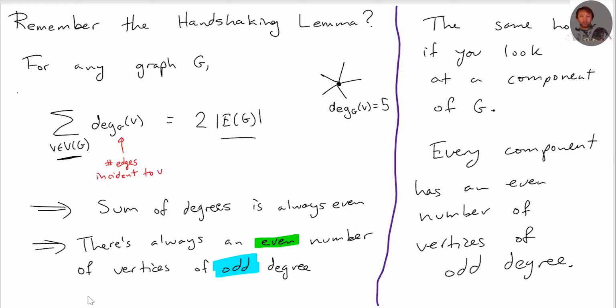And what I want to mention here quickly, it's not that deep of an observation, but it's important to notice that the same thing holds if you just look at a component of a graph. If I look at a component of the graph and I add up the degrees of its vertices, that's going to equal two times the number of edges inside that component. So in particular, any component has an even number of odd degree vertices.